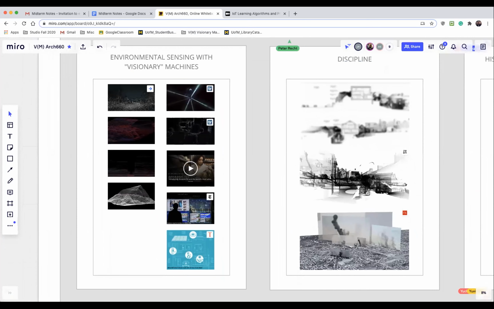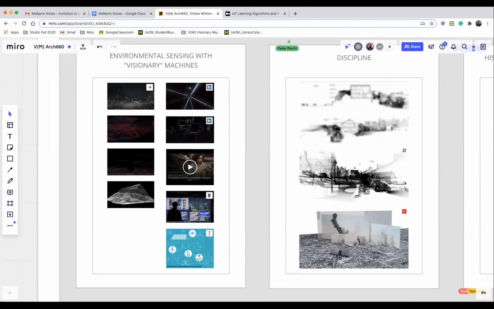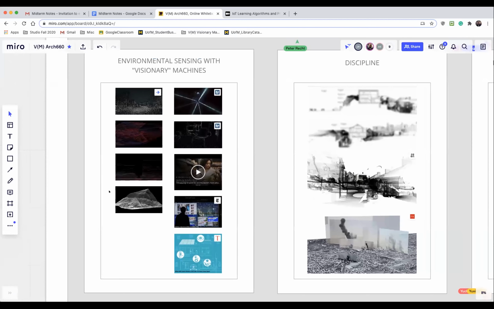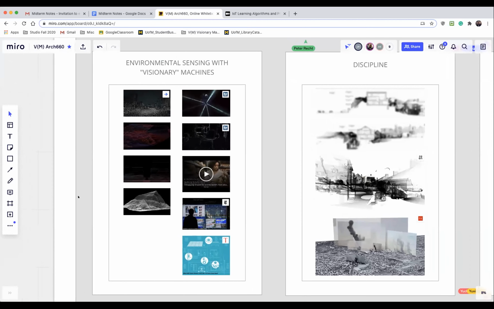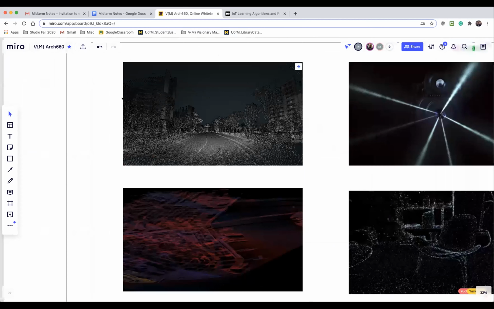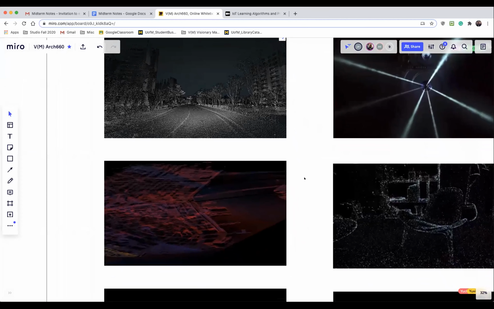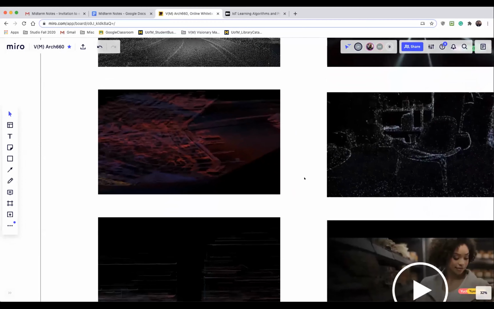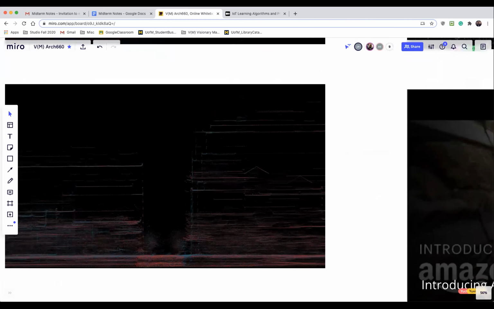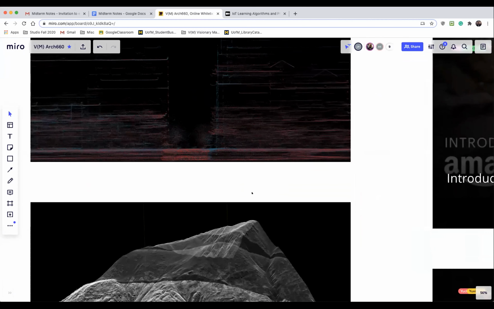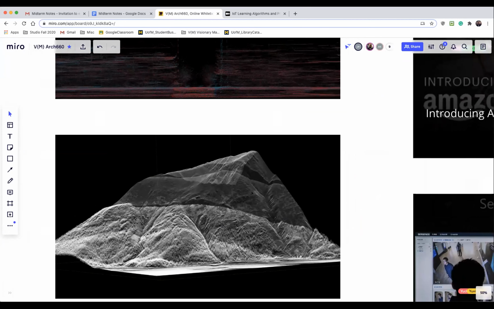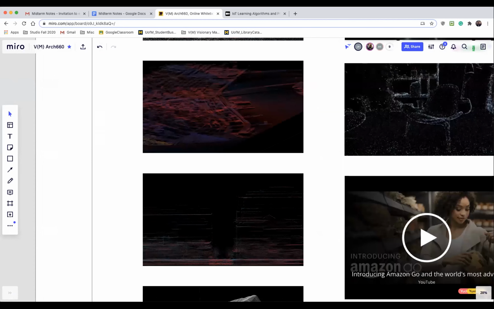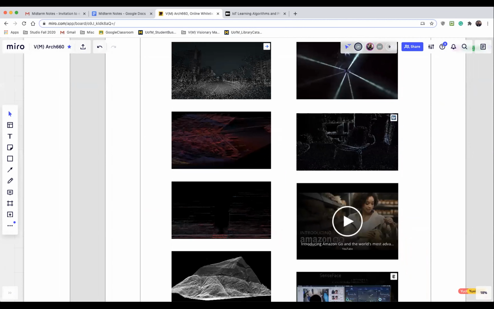So in terms of collective direction, based on the title of the studio, we're interested in machines with vision, a play on the title. These are a selection of examples. We're mostly interested in the LiDAR data and machines sensing the environment through point clouds and an excess of data. This is a point cloud of New York. This one is a point cloud understanding the terrain through this spatial data.